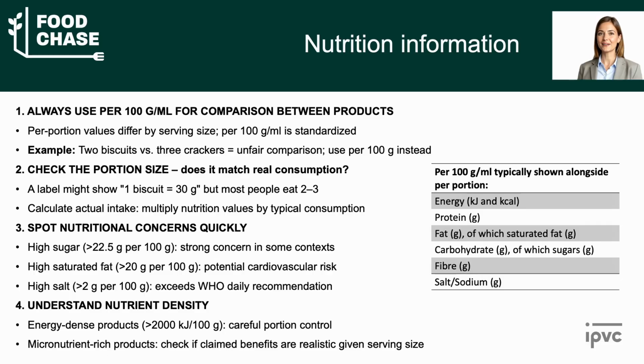The nutrition panel is data-heavy, but you only need to focus on a few numbers. Always use per 100-gram values when you're comparing products. That's the standard measure. Per portion is useful for quick consumer info, but it hides the truth if portion sizes differ. The real trick is connecting nutrition to product category.